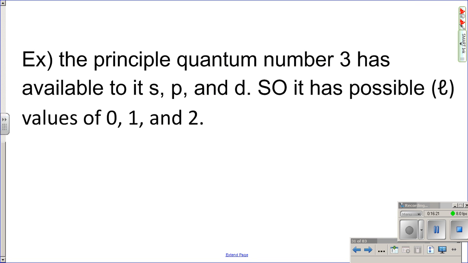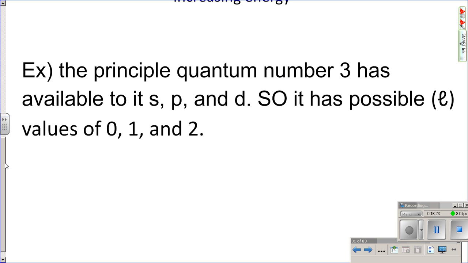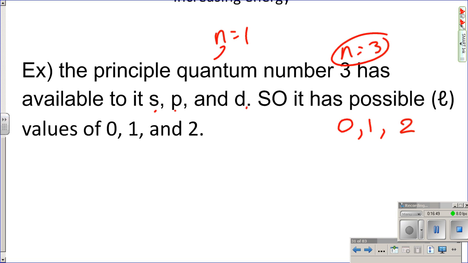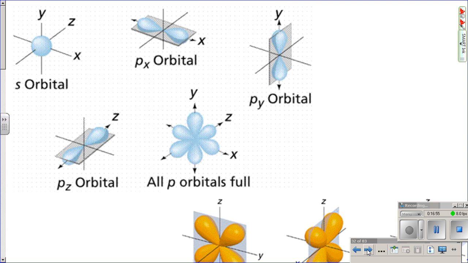I tried to go through and add some examples, but you guys can see this. I think I just talked about this though. The principal quantum number 3, so n equals 3, has available S, P, and D, which is 0 because it's S, 1, P, 2, double dumbbell. So n equals 3 has available these 3 different possibilities of shapes of orbitals. But if I was n equals 1, what's my only orbital shape available to me? An S, right? So your L number can only be 0, a sphere.